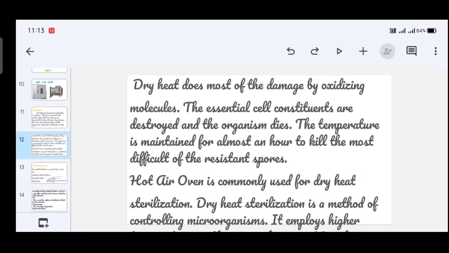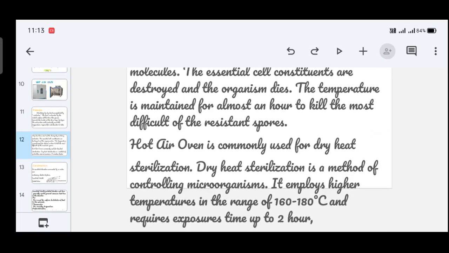Dry heat does most of the damage by oxidizing the molecules. Essential solvents are destroyed and the organism dies. The temperature is maintained for almost an hour to kill the most difficult of the resistant spores. Hot air oven is commonly used for heat sterilization. Dry heat sterilization is a method of controlling microbes. It employs a higher temperature in the range of 160 to 180 degrees Celsius and requires an exposure time of up to 2 hours.